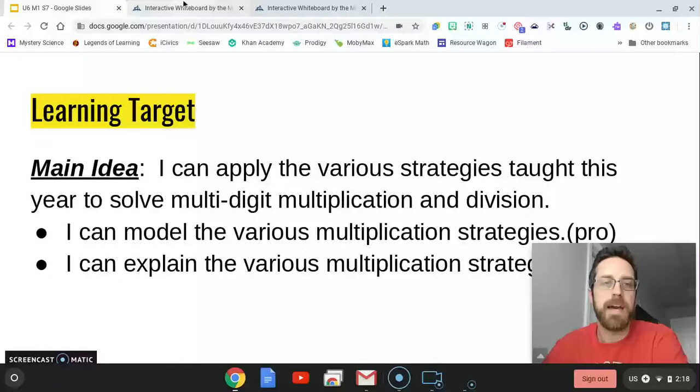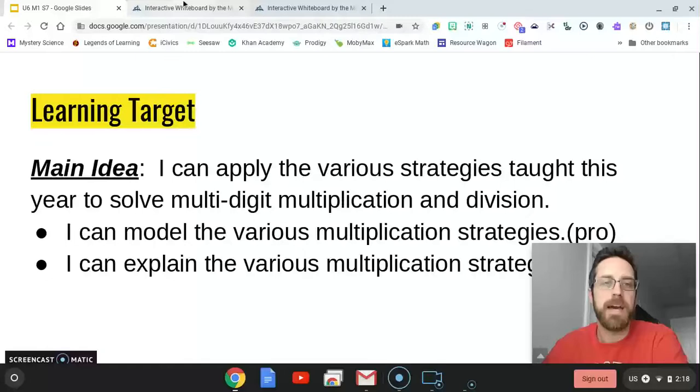Today, the main idea is that you can apply some of these various strategies taught this year to solve multi-digit multiplication. And again, this is another strategy, just like when we did the addition and subtraction unit, giving you a strategy to get to friendlier numbers when you are multiplying.